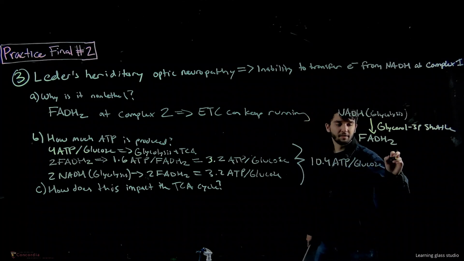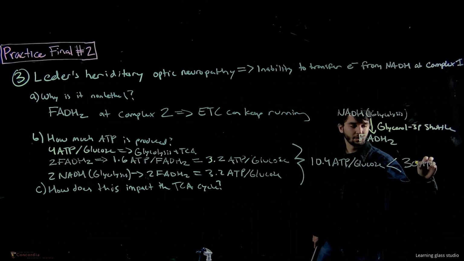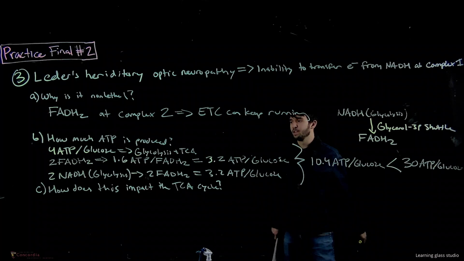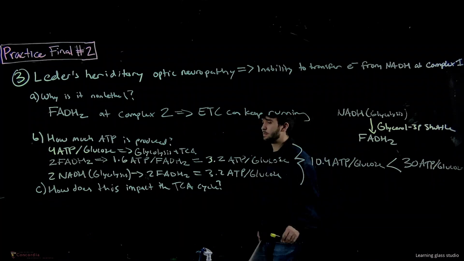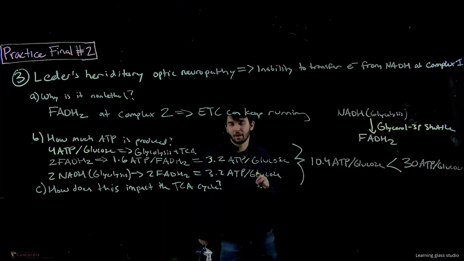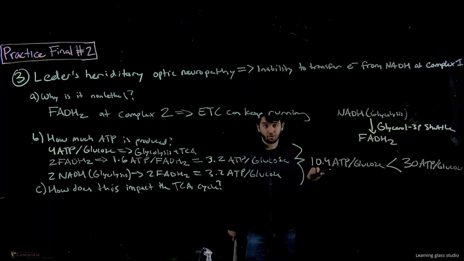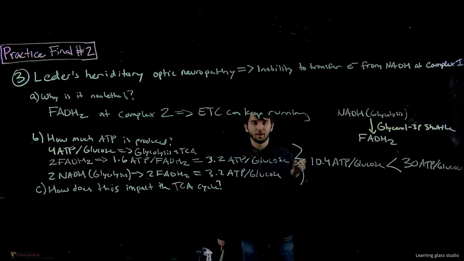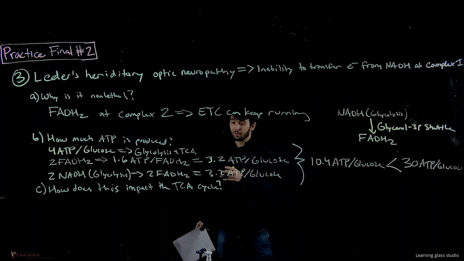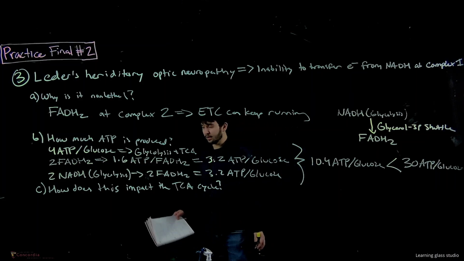And we know that this is far less than the normal roughly 30 ATP per glucose. Because we're only getting the ATP from glycolysis, the citric acid cycle, FADH2, and the NADH in glycolysis, none of the NADH in the citric acid cycle can be used because complex 1 is inhibited. The electrons can only enter at complex 2 from FADH2. Essentially, we just make a third of the ATP. So it's pretty bad. The other part of this problem is how does this impact the citric acid cycle?